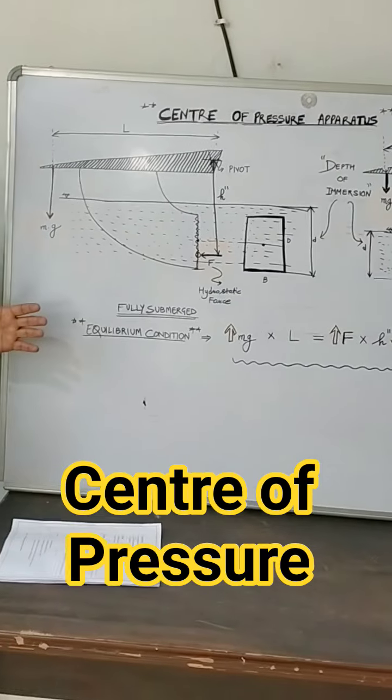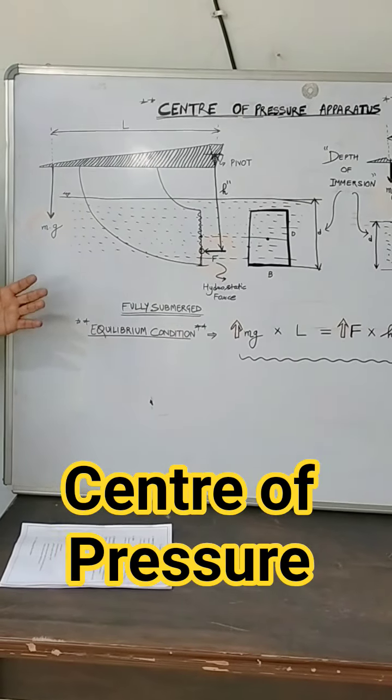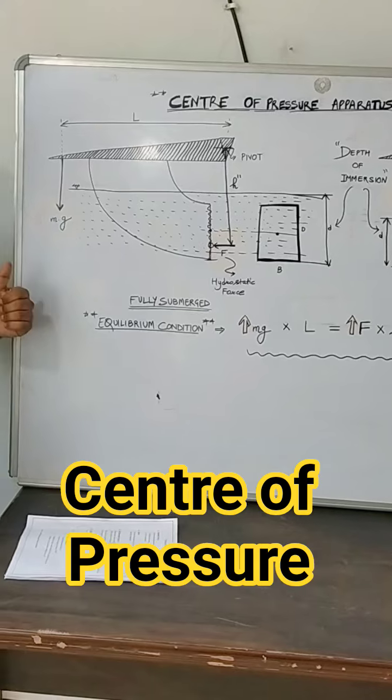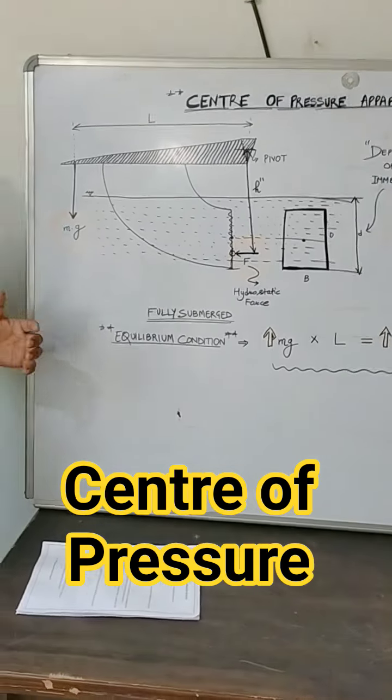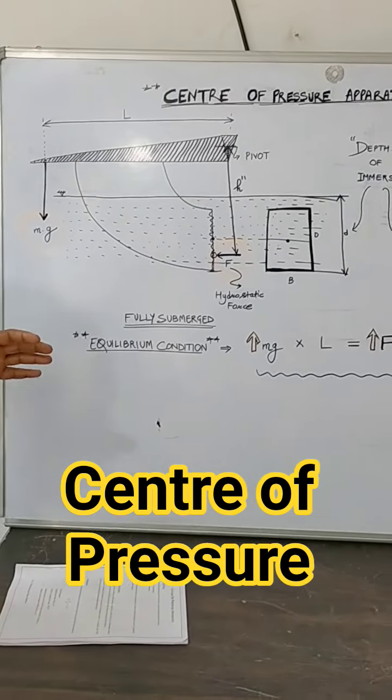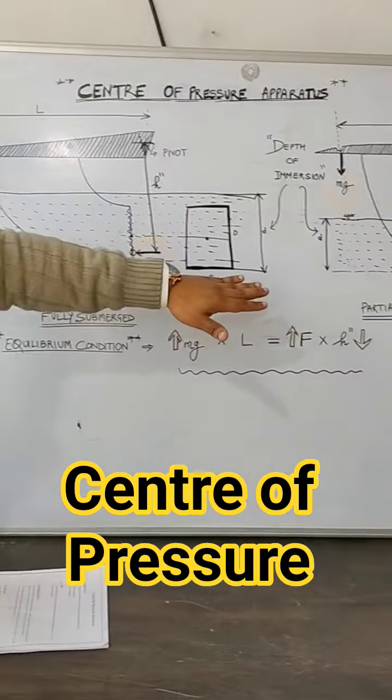The center of pressure apparatus. In this apparatus we have to determine the hydrostatic force, and secondly we have to locate the center of pressure. In this experiment we have two cases with us. One is fully submerged and second is partially submerged.